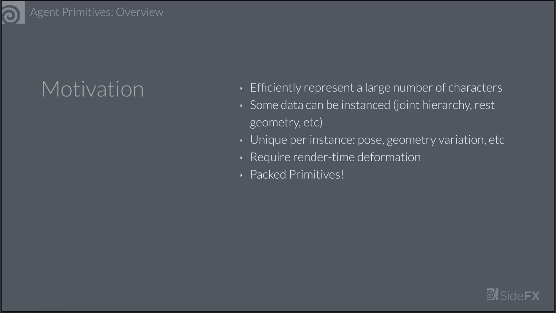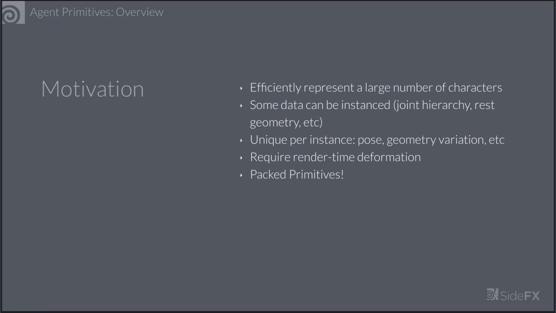So for crowds, we need to be able to represent a large number of characters efficiently, so say in the tens to hundreds of thousands of characters. And so the way that we represent a crowd character needs to keep memory usage as low as possible and also be optimized primarily for performance rather than complete flexibility compared to, say, how a character would be represented in SOPs for KineFX, which is more for general purpose rigging.